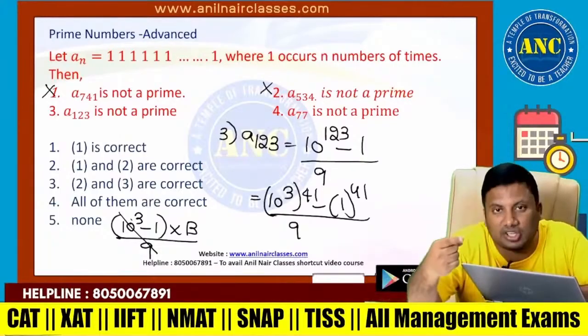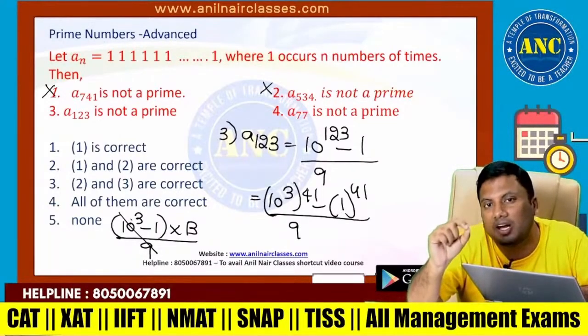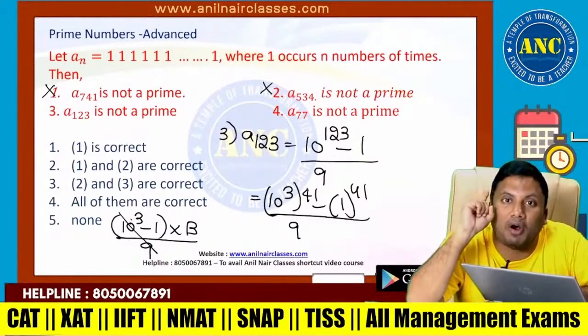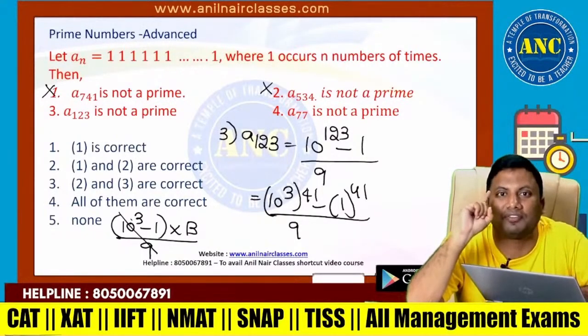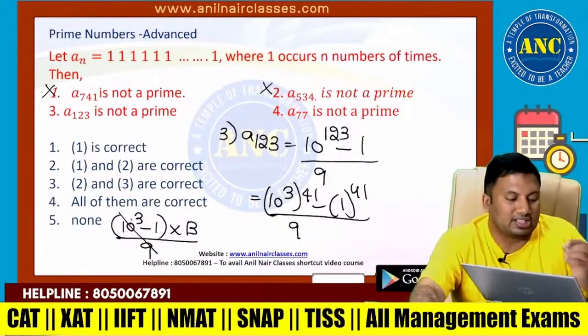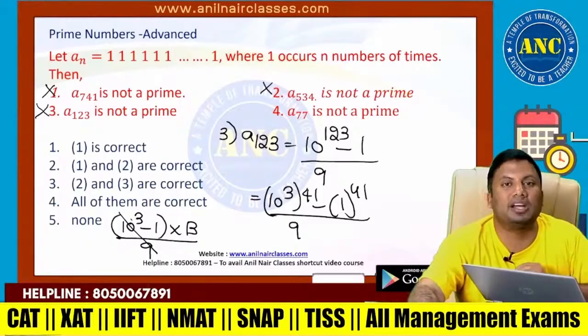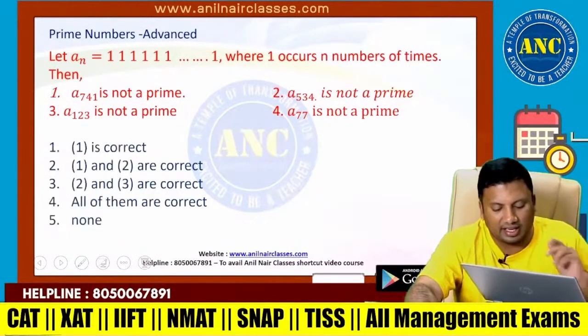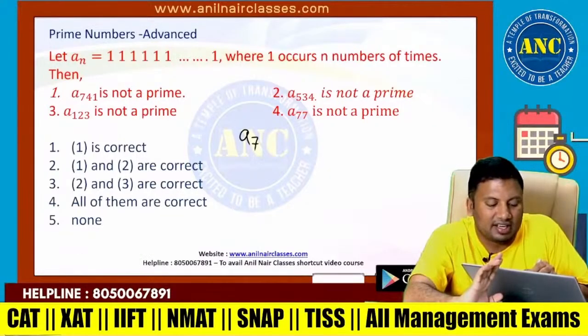I told you in session number 1, there are 237 rules to verify. Only if all 237 fail, then the number is a prime number. So it is easy to tell whether a number is composite. Otherwise, it is difficult.